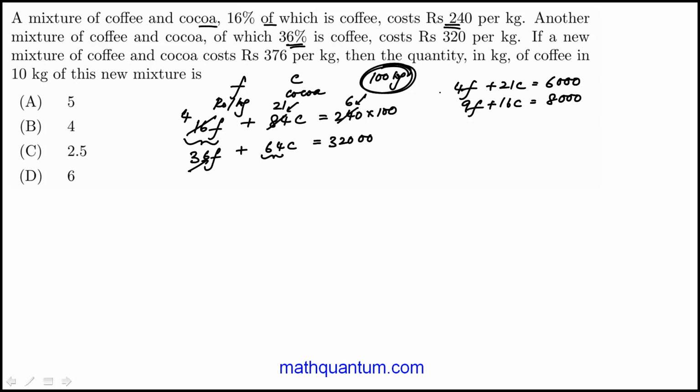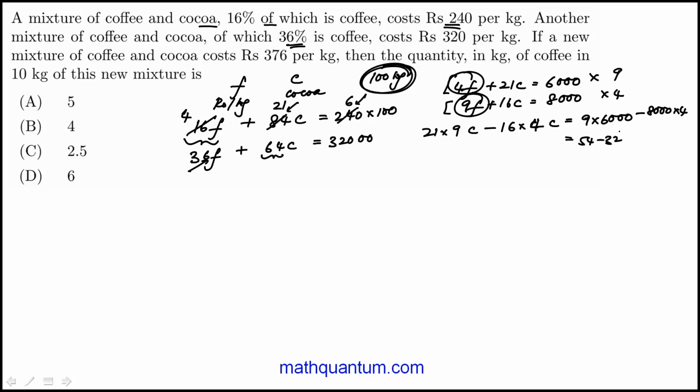So that's my system of equations. I will match the coefficient of F by multiplying this by 9 and this by 4 and then subtracting. And this is what I will get, because these terms would be the same. 16 times 4C, and that's equal to 9 times 6,000 minus 8,000 times 4. So that's 54 minus 32 times 1,000.